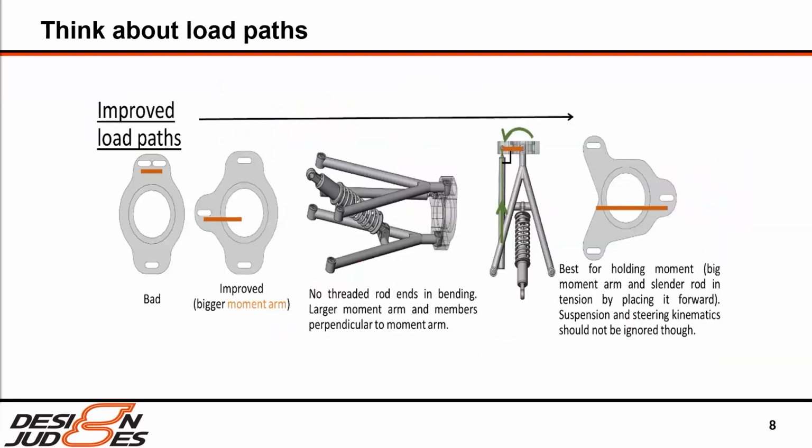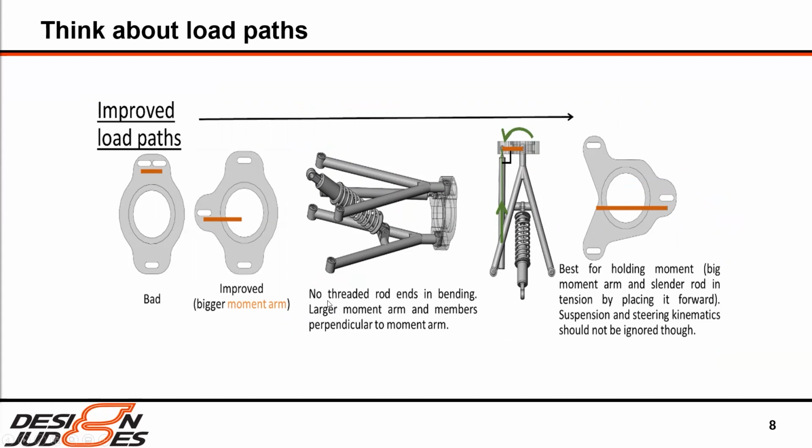Well, how do we improve this? Simple things first: move this location that holds the moment away from the axis about which it rotates. So move your tie rod further away. It gives you a bigger moment arm, and that's going to decrease the force. The other thing is to move this tie rod perpendicular to the moment arm. That's going to reduce the force needed in it.